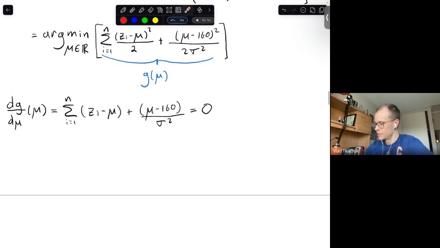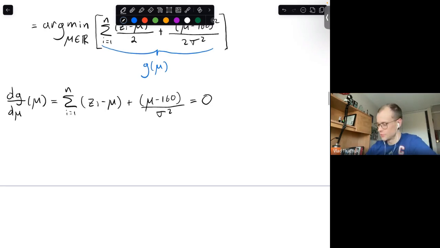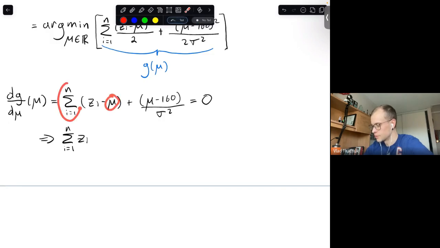Cool. So now to solve this, we just need to rearrange and solve for mu. So let us do that. To simplify some things, we first write out the sum as 2 separate terms. So it has this sum over zi, and then we have a sum over mu n times. But mu added up n times, the mu doesn't depend on i at all. It just becomes n times mu.